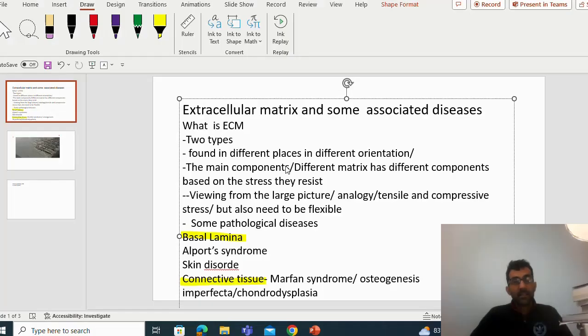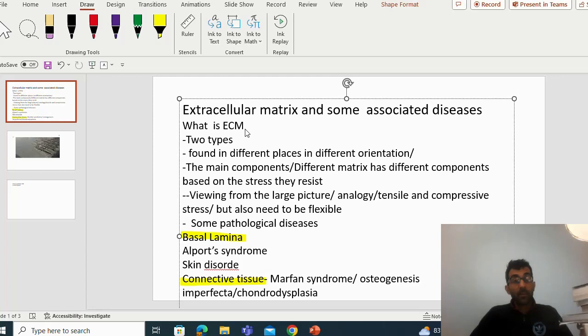This presentation is a simple introduction to the extracellular matrix and some associated diseases. For cells to combine or join together to become a stable tissue, this process requires matrix. Matrix constructs the tissue architecture and makes cells stable. We know cells are deformable and unstable, so matrix makes cells stable and lets them become a tissue.